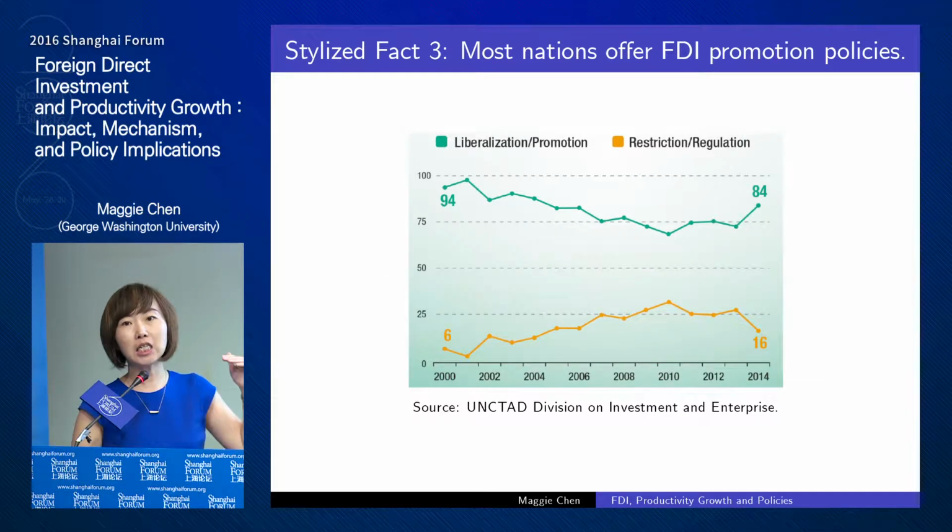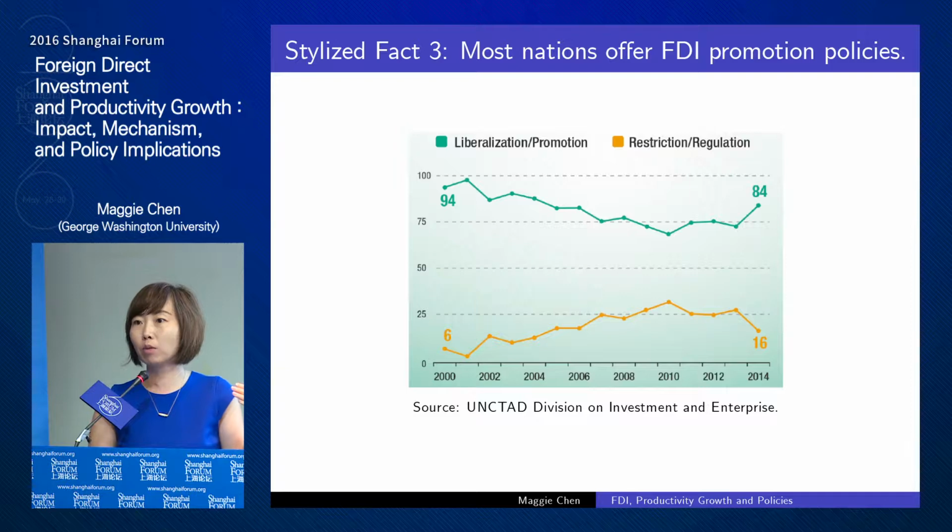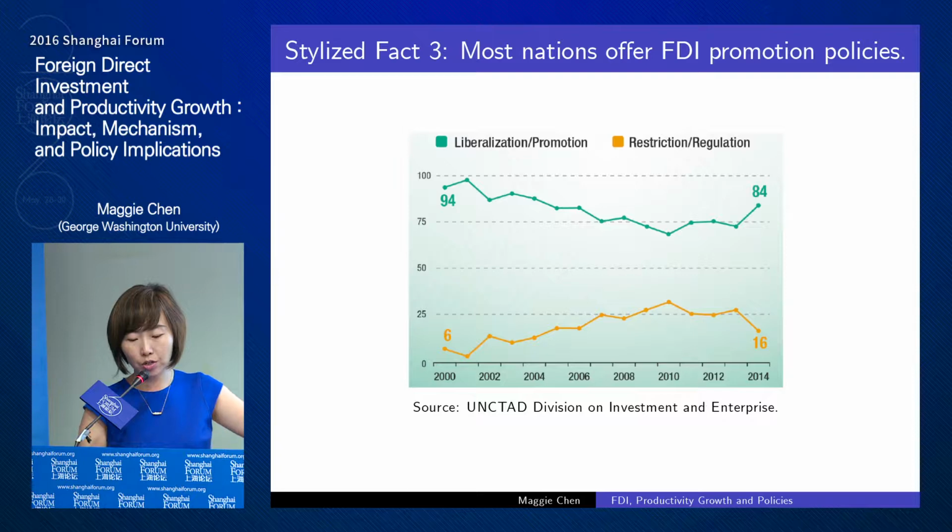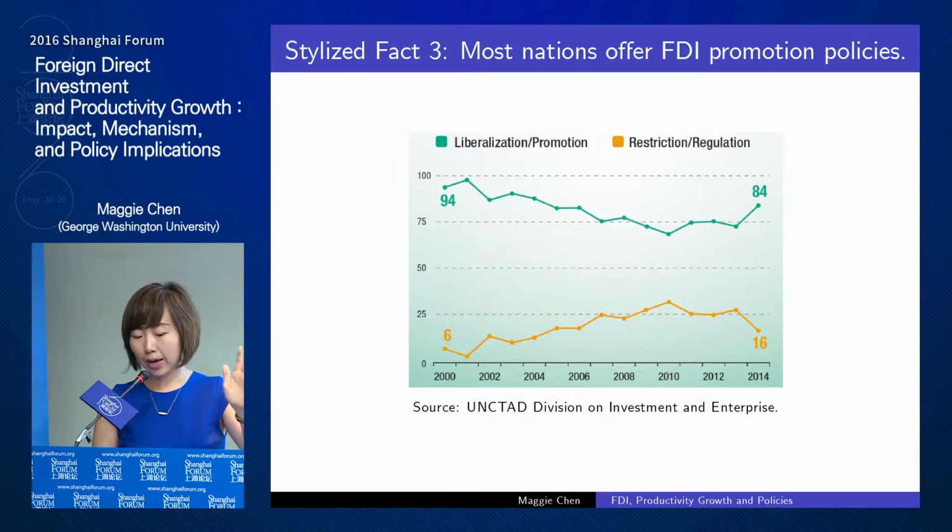And this actually is not static. This trend of FDI promotion changes over time. And it's interesting. You can see that from 2000 to 2010-ish, the share of FDI promotion countries gradually declined. But then after 2010, it has gone back up to 84%. But in the meantime, the share of countries with FDI restrictions is not zero. As you can see, it is 15 to 25%, and that has also been growing in the same period of time.